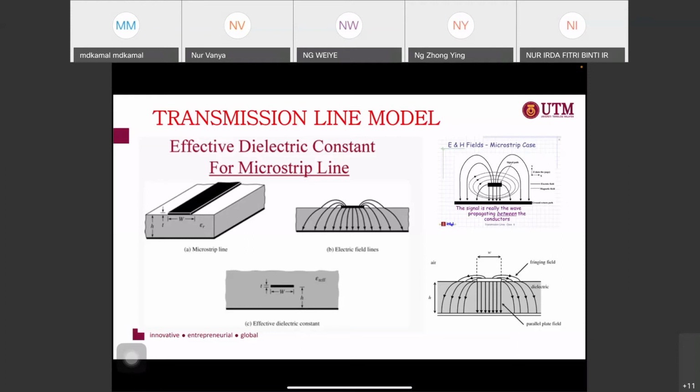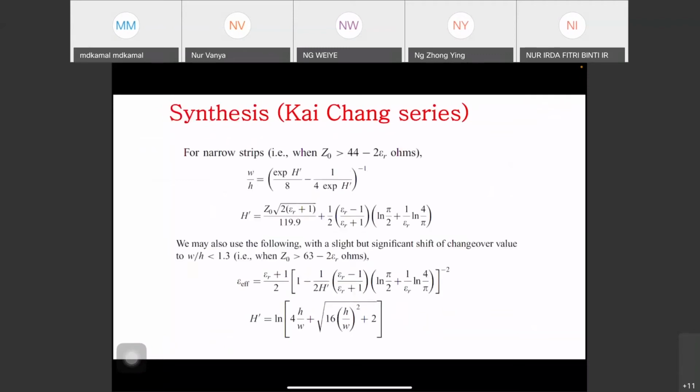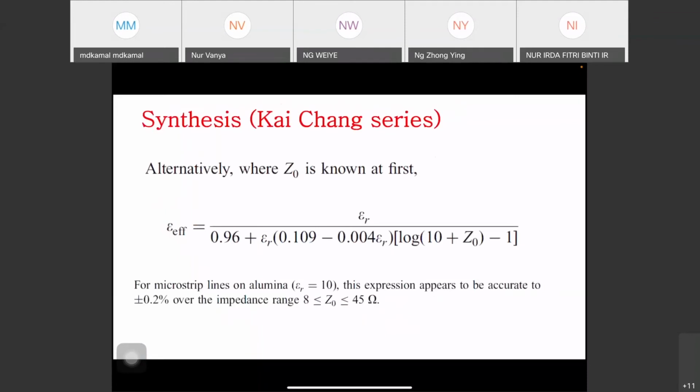So how do you get this value? You can refer to Kai Chang. You need to find W over H, and from there you can find Z naught. For the narrow strip, I put this here to make sure you know how to calculate the value for your microstrip. This is the synthesis. For a wide strip, when Z naught is given, you can use this equation. Alternatively, if Z naught is known first, you can find your epsilon effective. These microstrip line equations appear to be accurate to plus or minus 0.2 percent over the impedance range of 8 less than Z naught less than 45 ohms.